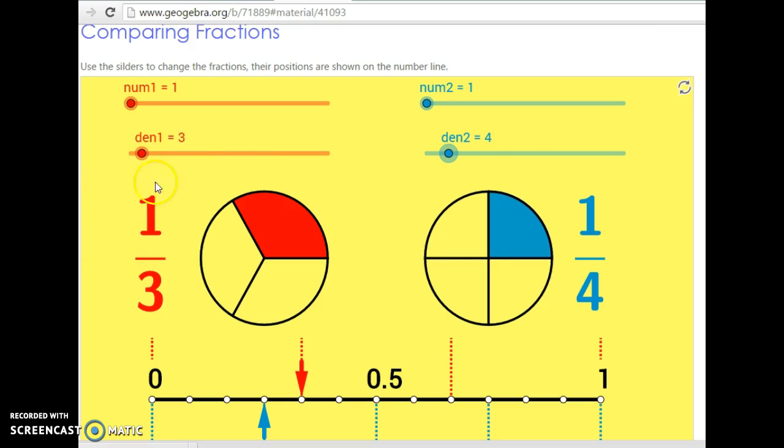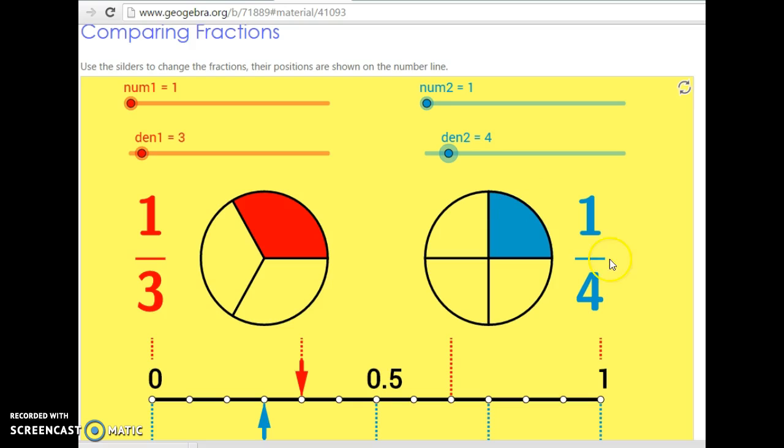We know in 1/3 over here that 1 is the numerator and 3 is the denominator. For the circle that represents 1/3, we see that it is split up into 3 different sections, and that this is shaded because that's what our numerator tells us. Over here we have 1/4, same thing, 1 is the numerator, 4 is the denominator, and instead of being split up into 3 different sections, this one is split up into 4 because the denominator is a 4, and only 1 is shaded in because the numerator is a 1.